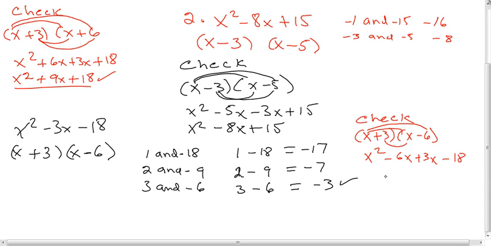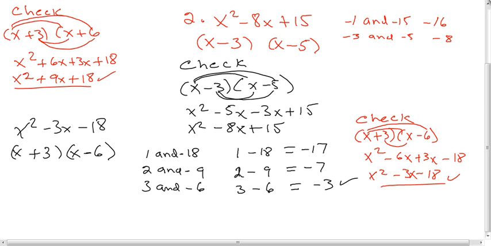So all we need to do now is go ahead and combine our like terms, and we do so by x squared, and positive 3 and negative 6 is going to give us negative 3, so x squared minus 3x minus 18, and again we come back to our original problem. So again, same concept, same thing. We'll do one more briefly.